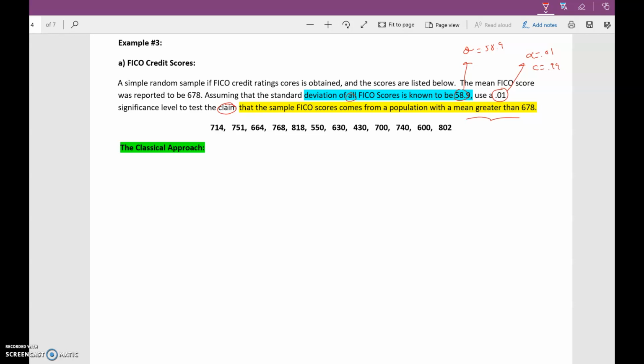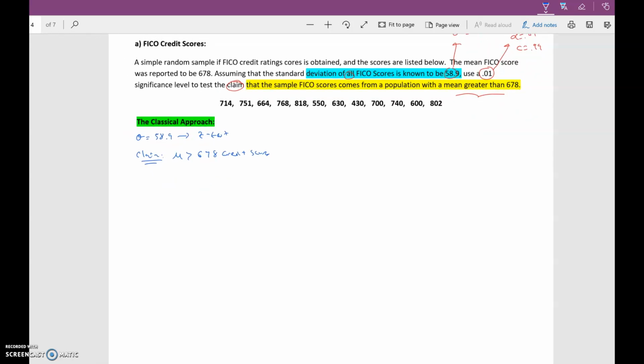The claim happens to be stated that the mean is greater than 678. So let me just start with the type of test that we're performing. In this case, because the value of sigma is equal to 58.9, this is going to be a z-test. And the actual claim is that mu is greater than 678 for the credit scores.